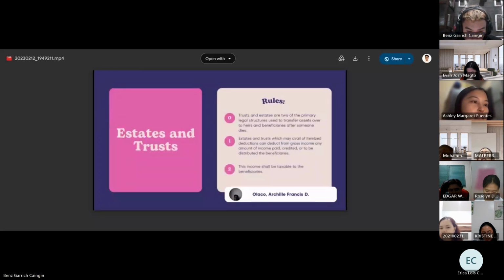Estates and trusts. To define, trusts and estates are two of the primary legal structures used to transfer assets to heirs and beneficiaries after someone dies. So, the general rule is that estates and trusts, which may avail of itemized deductions, can deduct from gross income any amount of income paid, credited, or to be distributed to beneficiaries. This income shall be taxable to the beneficiaries.